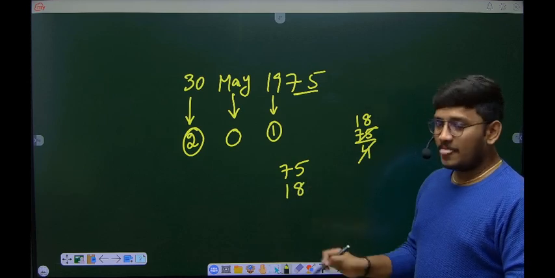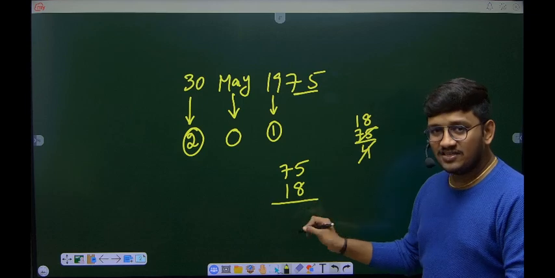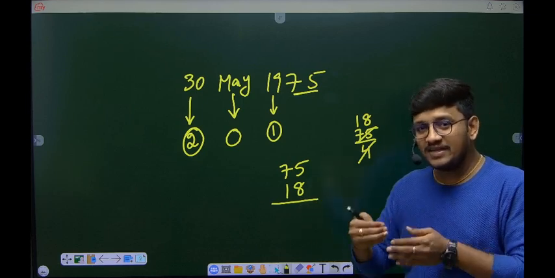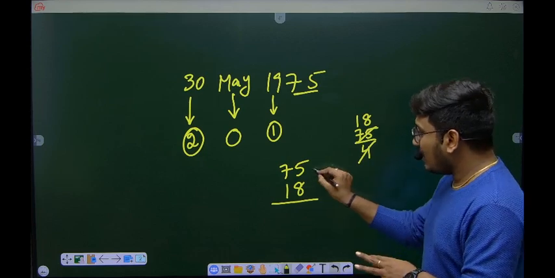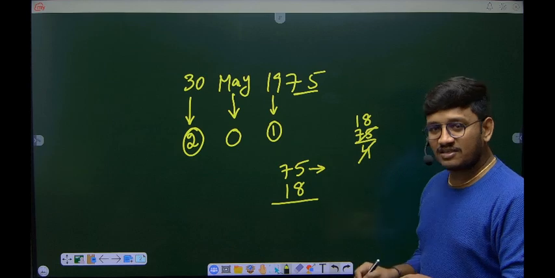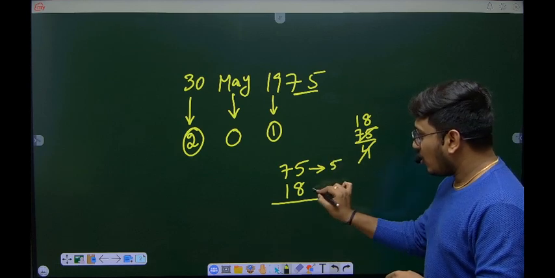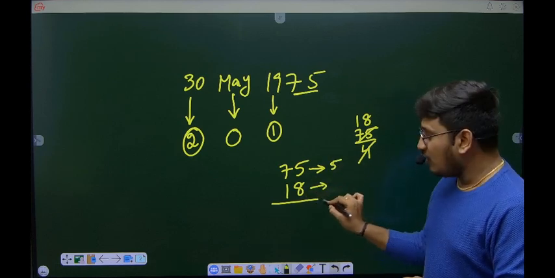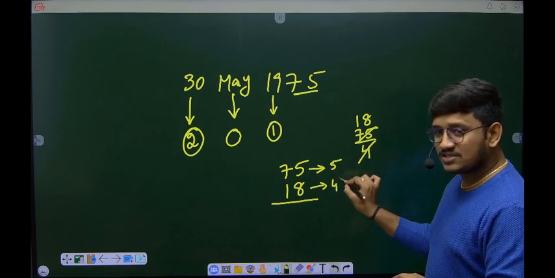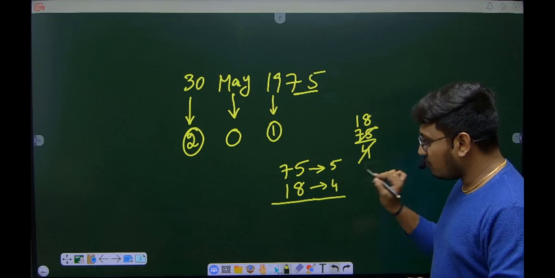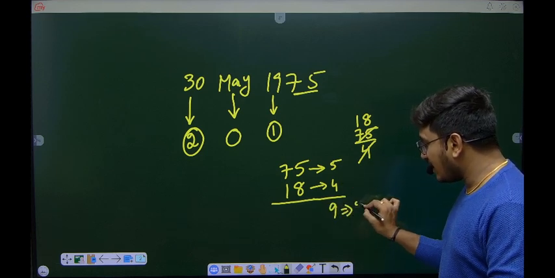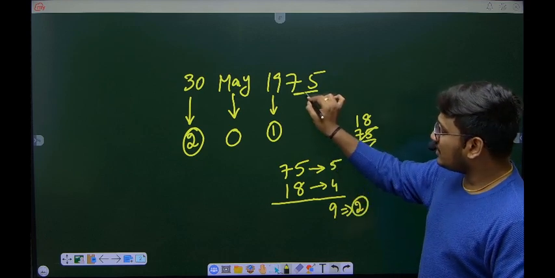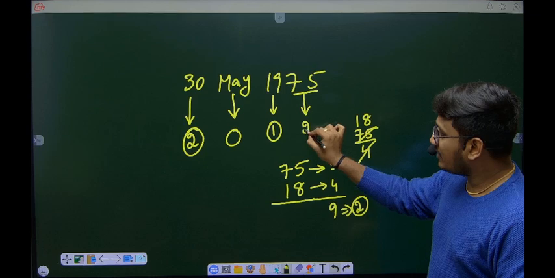Okay, so now you need to add these so that you will get the final output of the number of odd days. Or else you can also do, let's say, how many odd days are there in 75? 5 odd days. How many odd days are there in 18? 4 odd days. If I add these, 5 plus 4, it will be 9. 9 means, again, I can write it as 2. So I would say that 75 years is having 2 odd days.